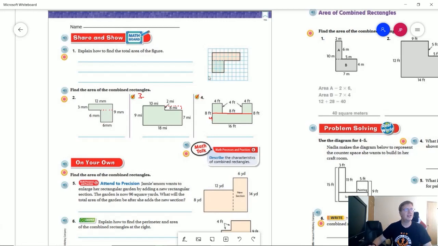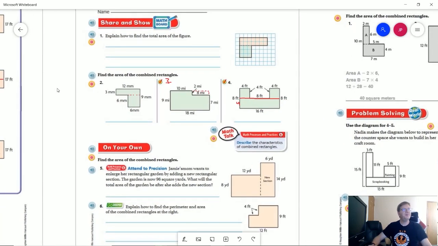We could find our base of 3 times our height of 3 for the green one, or we could count the unit squares. And then the other one would have a base of 7 and a height of 2. So those are two different ways that we could do that. I'll let you choose which one you want to write down. But if we have the unit squares available, that's usually the easier option.